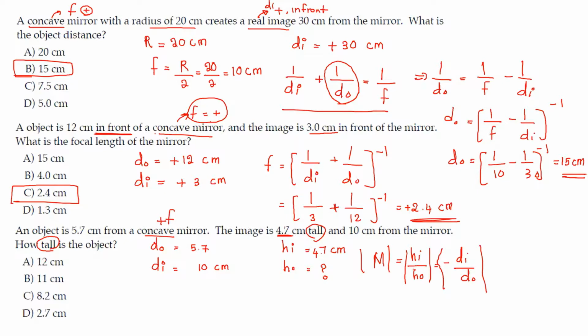So HI is 4.7, H naught is what we need to find. DI is 10 centimeters. DO is 5.7 centimeters. So HO is 4.7 divided by 10 multiplied by 5.7. Am I correct? Yes. So for this we get the answer 2.679 centimeters. So your answer is 2.7, D.